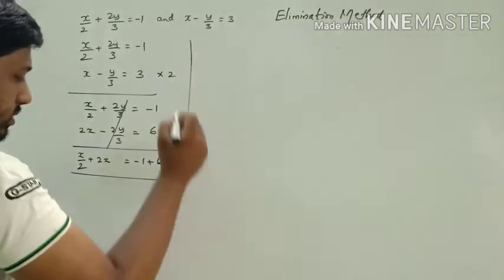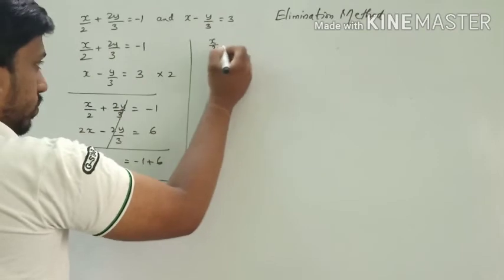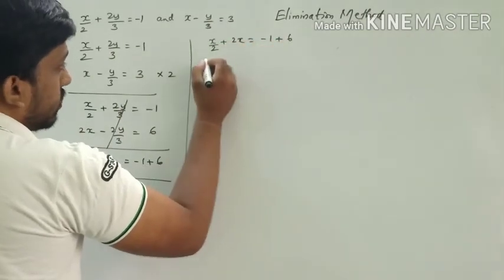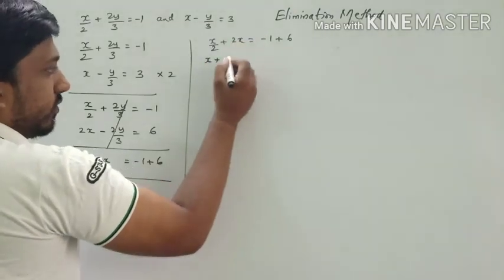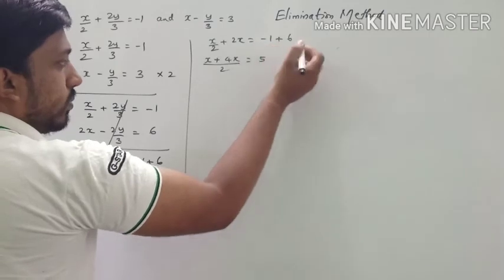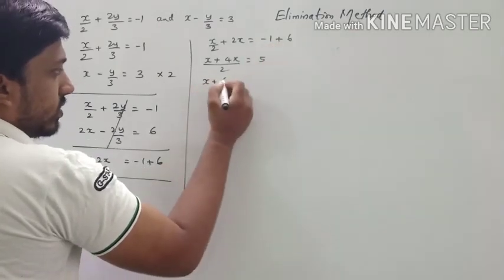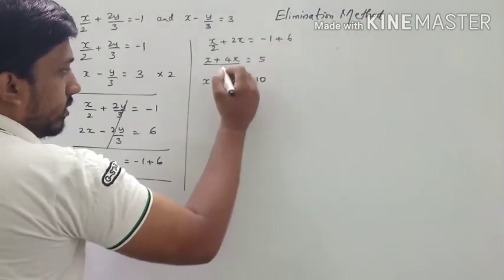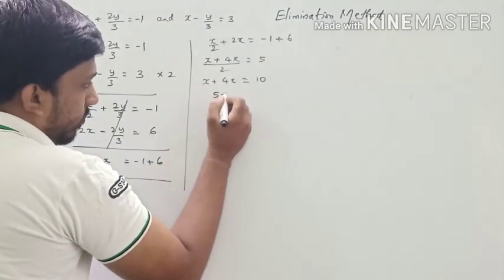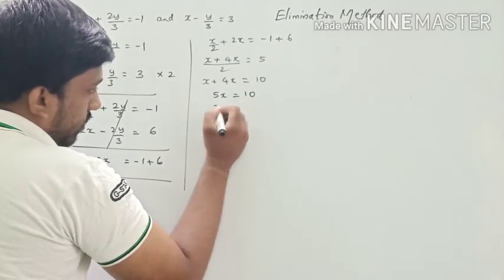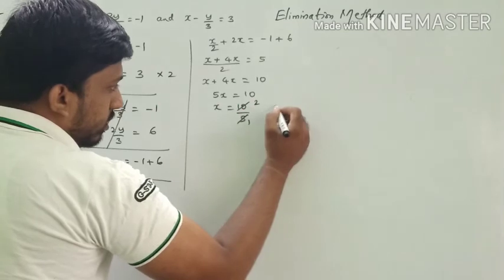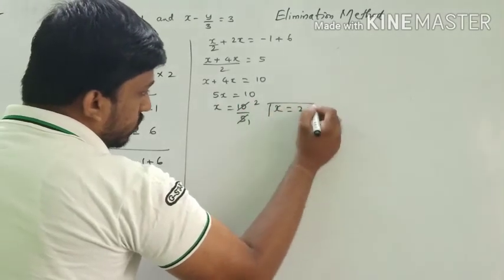So now solving this, we have x/2 + 2x = -1 + 6. So for x I'm going to take LCM, 2 twos are 4, 4x/2 = 5. Minus 1 plus 6 is 5. So x + 4x = 10. This 2 is going this side, becomes 10. So x + 4x is nothing but 5x = 10. So x = 10/5. So 5 ones are 5, 5 twos are 10. So x value I got as 2.